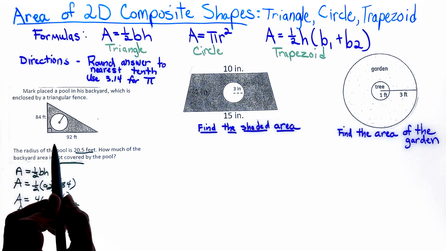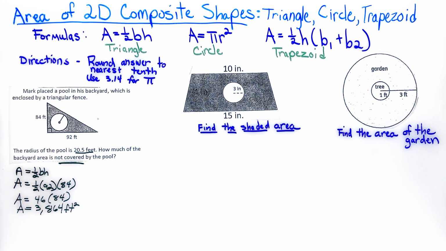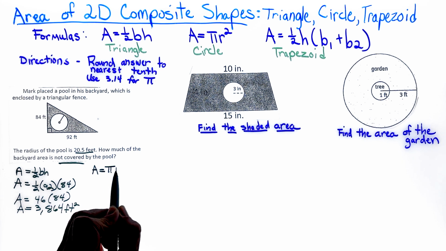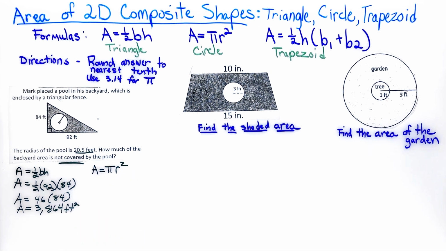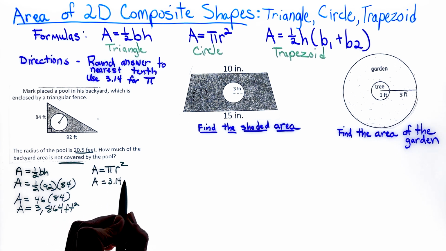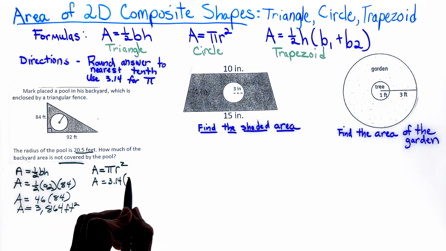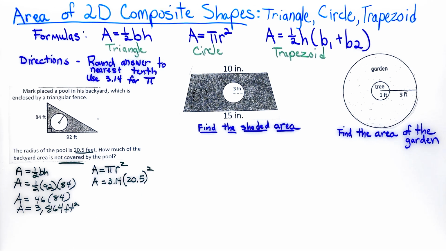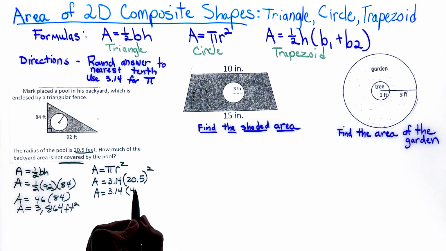All right, so now, since we are not going to count the area of the pool because that's water, I'm going to now find the area of my pool, and then we're going to do a little subtraction problem. So the pool is a circle, and in the directions, they told me to use 3.14 for pi, and the radius is 20.5, and we have to square that. So we are going to have to square the 20.5 first. So area is equal to 3.14. And when we square that, we end up with 420.25.